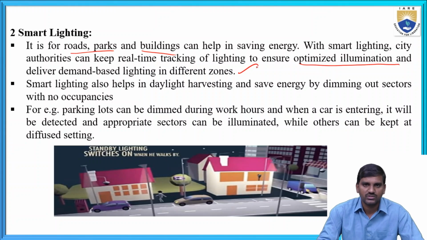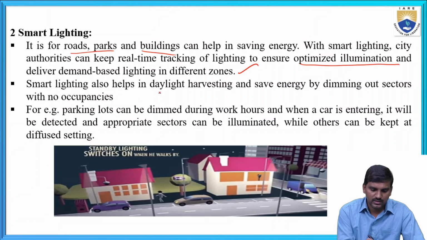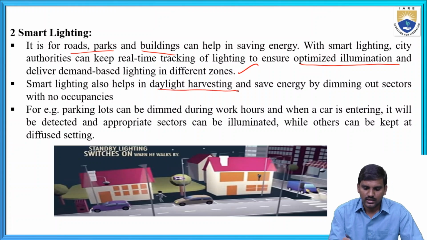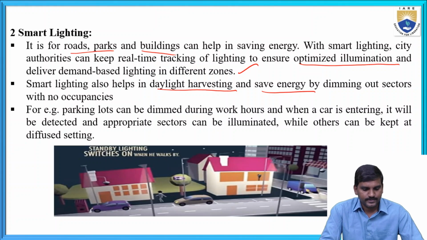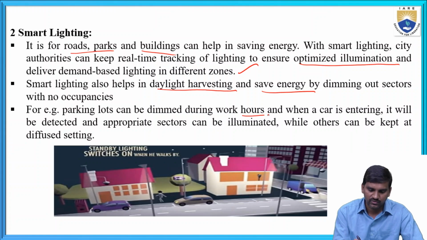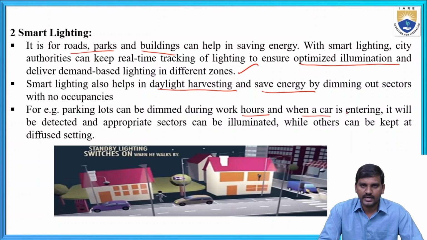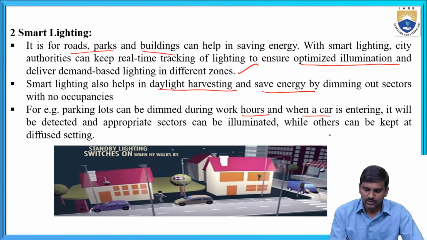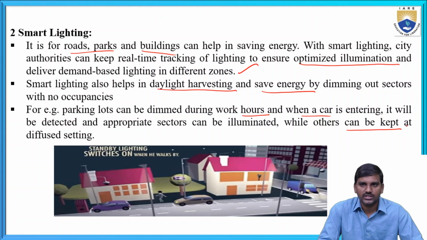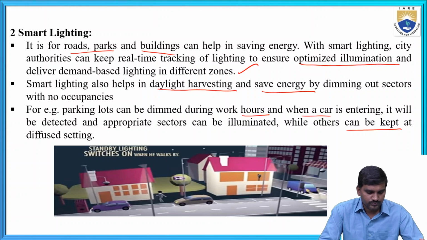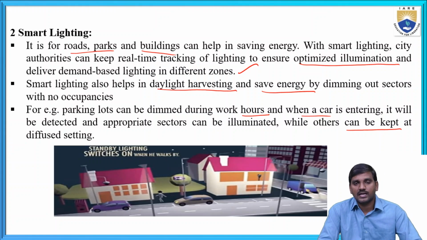So this is the specification of road, parking, and building of smart lighting. Smart lighting also helps in daylight harvesting and saves energy by dimming out sectors with no occupancies. That is the second one. For example, parking slots can be dimmed during working hours. When a car is entering, it will be detected and appropriate sectors can illuminate it, while others can be kept at diffusion setting. So this is the main real-time example of smart lighting.